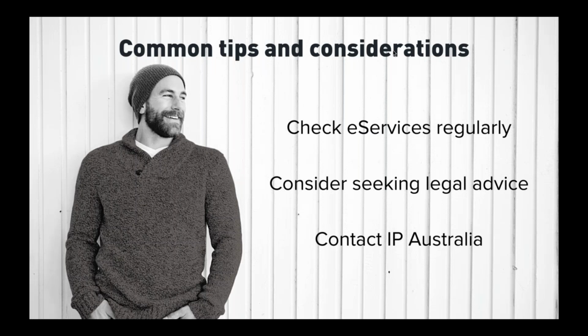Finally, I would like to highlight some tips for everyone who is thinking about applying for a trademark or has a current trademark registration. One of the most important things you can do is regularly check your e-services account for correspondence, even if your trademark is registered. If you are receiving correspondence via post, please call the IP Australia call centre to inquire about linking your e-services account in order to receive correspondence electronically.